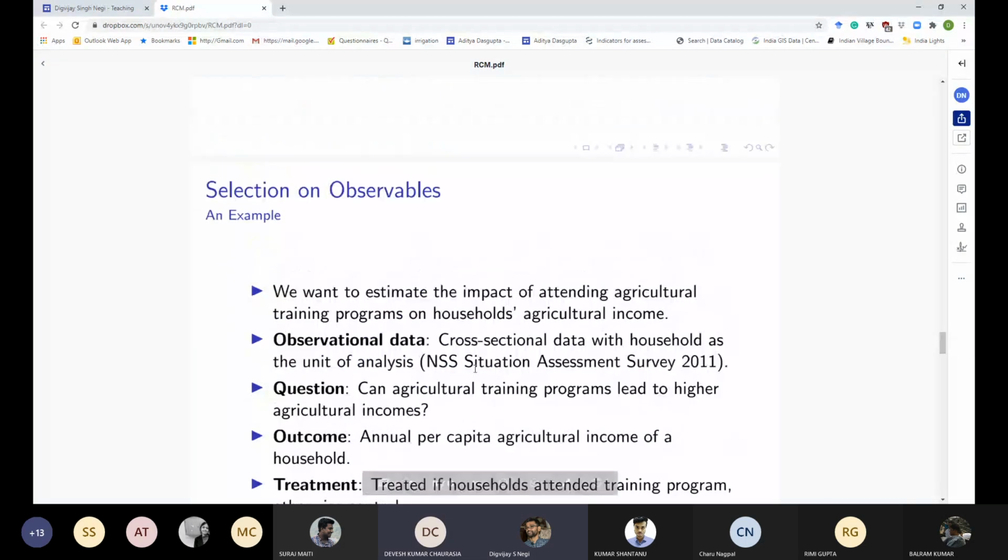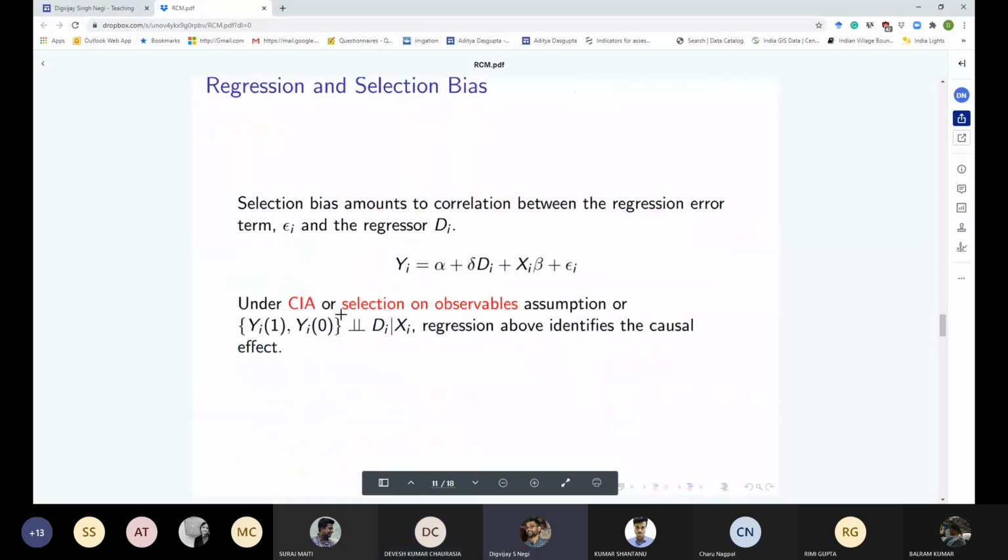Sir, what is that inverted pi term called? So this symbol is basically saying that it is independent of. So this is denoting that these two terms are independent of D_i, conditional on X. So the inverted pi is saying independent of, orthogonal to, basically. Okay.